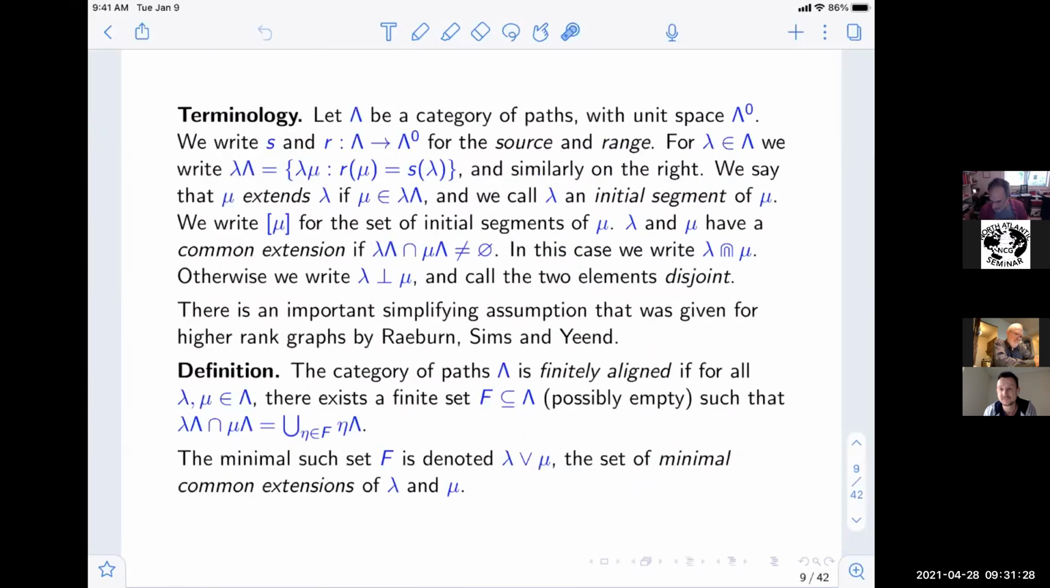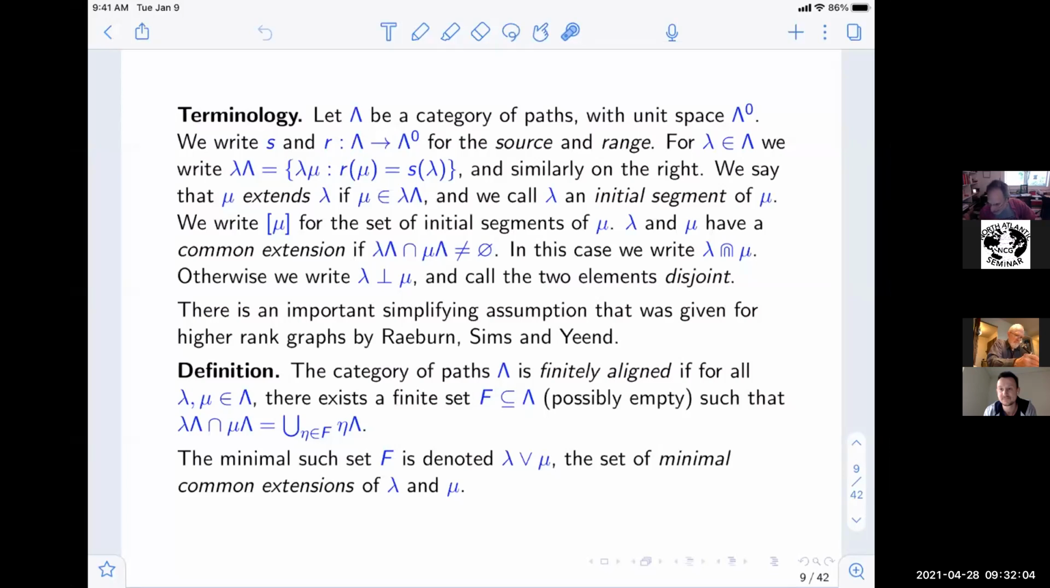Okay, let me talk a little bit about how this happens. So let me introduce some terminology and reiterate a bit more. So if we have a category of paths, capital lambda, I let lambda 0 be the unit space, and S and R are the source and range maps. And here I'm again writing this notation we have. If you stick an element of the category next to the category, you're talking about all compositions that make sense. And we talk about extensions in this way, the same as before.